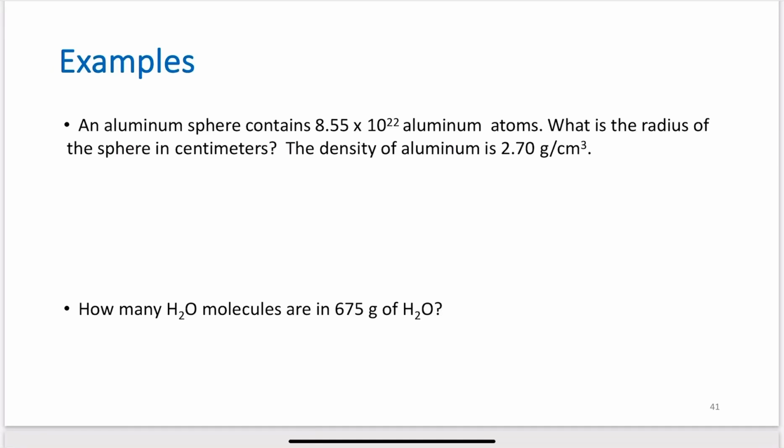Now that we've spent some time talking about number of moles of things, like number of moles of molecules, electrons, particles, etc., we've also spent some time talking about molar mass. Let's go ahead and pull these together for some common questions.